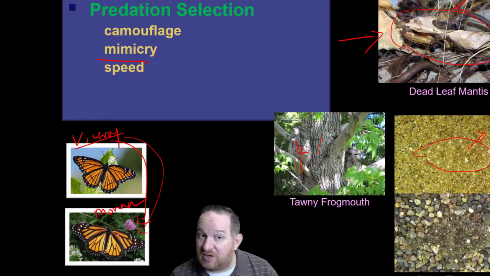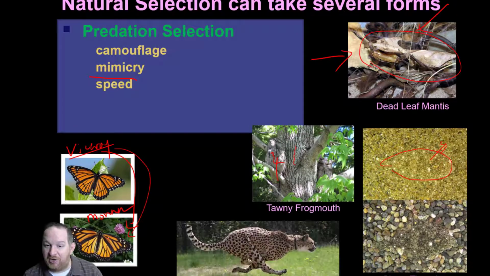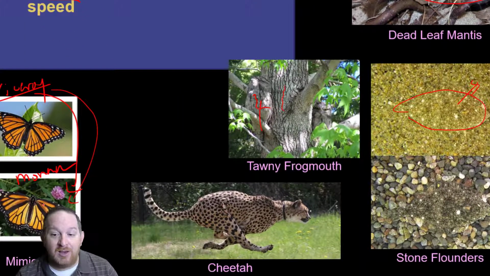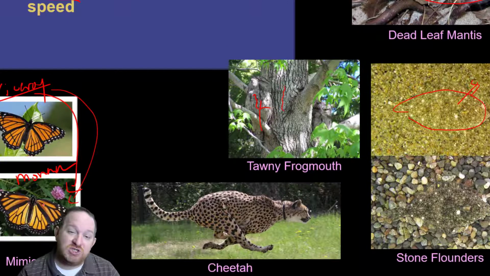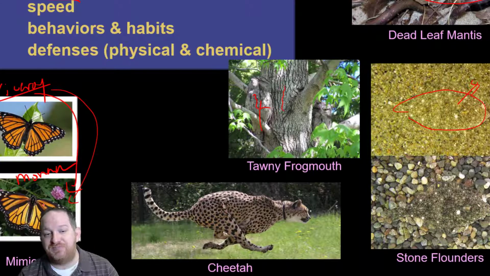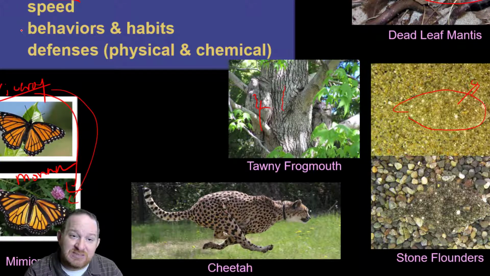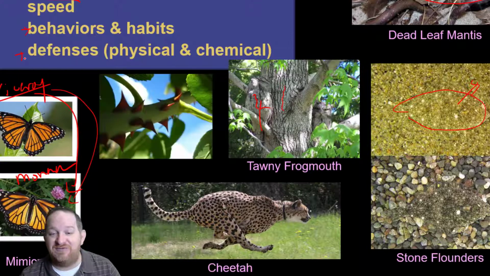And then, of course, you think about other ways you escape a predator would be speed. Or if you are a predator, like the cheetah we see here, you could pretty much catch anything, right? So speed is another predation selection. Over time, the cheetahs that were faster, those genes got passed on to the next generation. Behaviors and habits, these can help with predation. And the last one I want to talk about is defense.